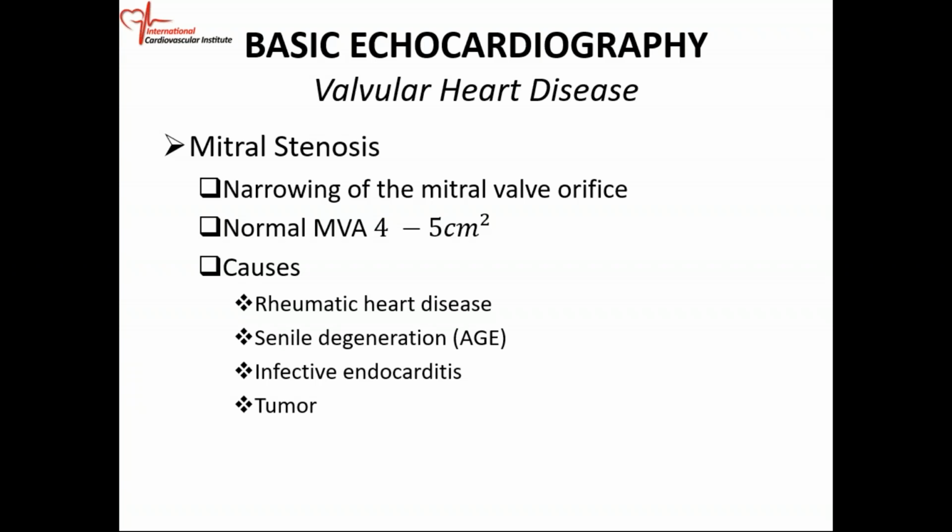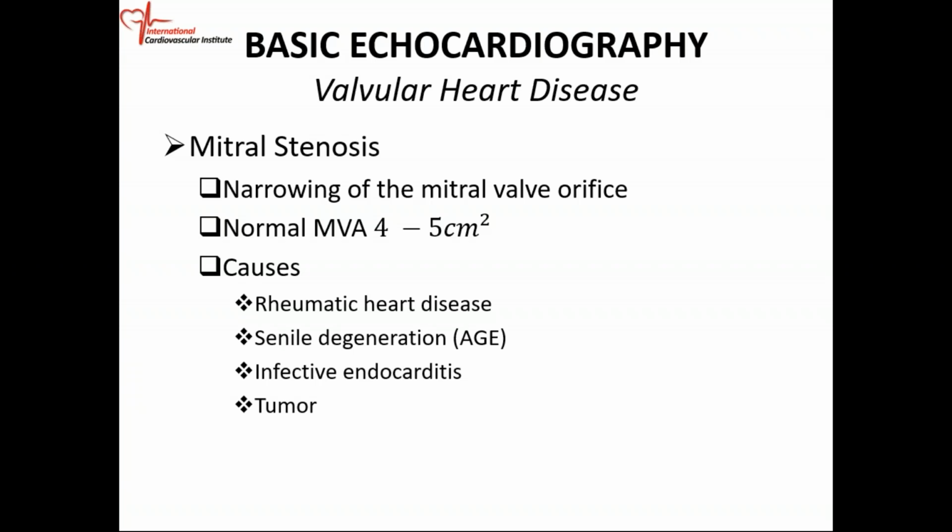What are some of the causes? What are some of the things that can cause mitral stenosis? Again, rheumatic heart disease. Worldwide, rheumatic heart disease is the most common. But if you're in one of the developed countries, the U.S. and Europe, senile degeneration might be more common.